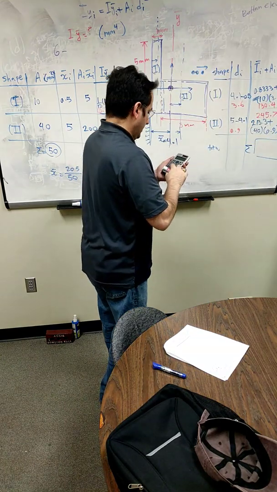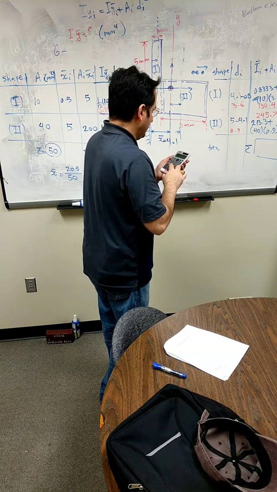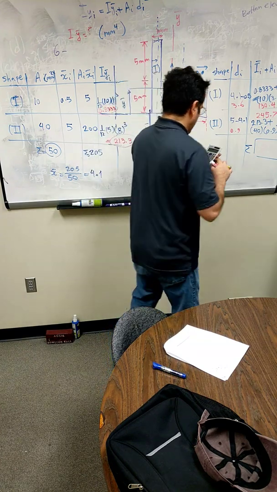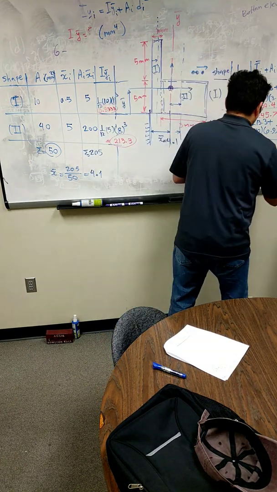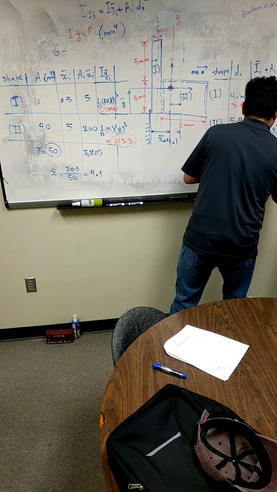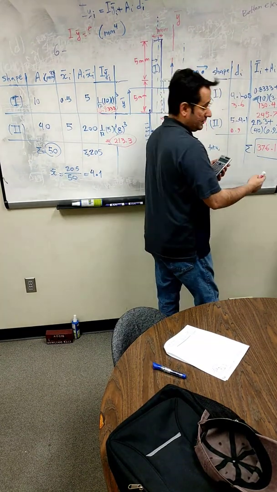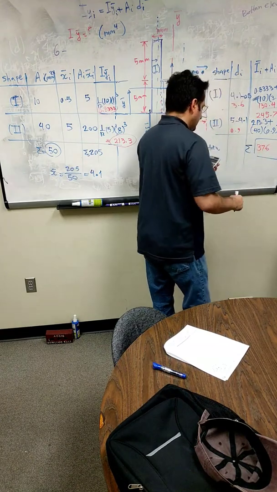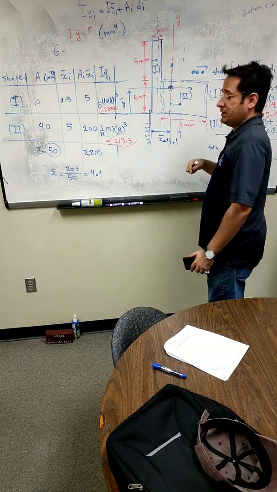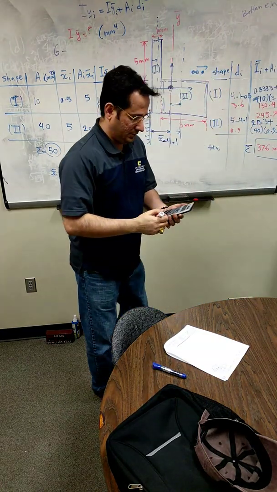Now the final answer is just the summation of these two. So 130.4 plus 245.7 gives you 376.1, which to the three significant digits that we want is just 376. What's the unit? Because we used millimeters, it's just millimeter to the fourth power. And this is the answer to the last question.